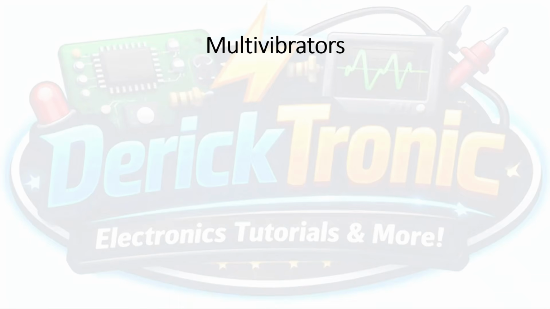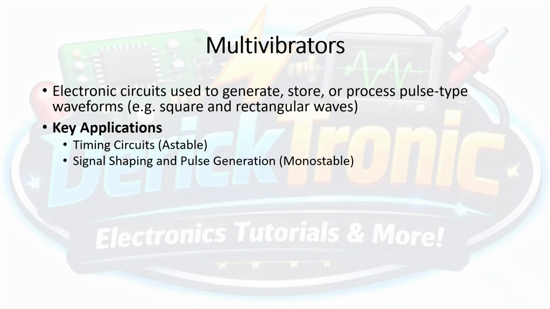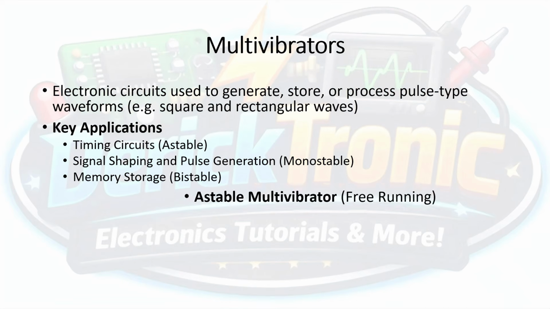What are multivibrators? In the world of electronics, these are circuits used to generate, store, or process pulse-type waveforms, examples of which are square waves and rectangular waves. Some of its key applications are as follows. It's used in timing circuits when it is in astable mode. It's used in signal shaping and pulse generation when it is in monostable mode. And it can also be used as a memory storage when it is in bistable mode.